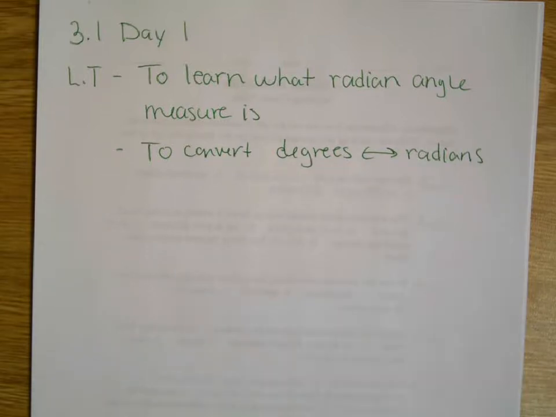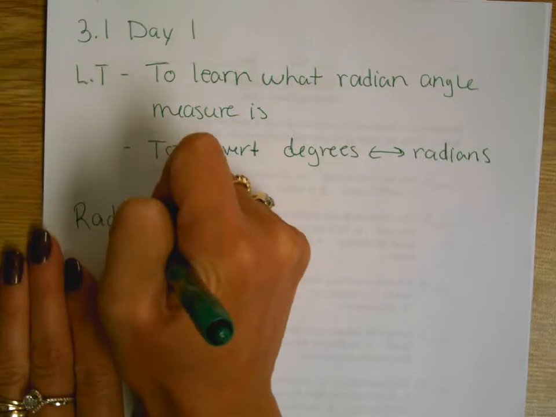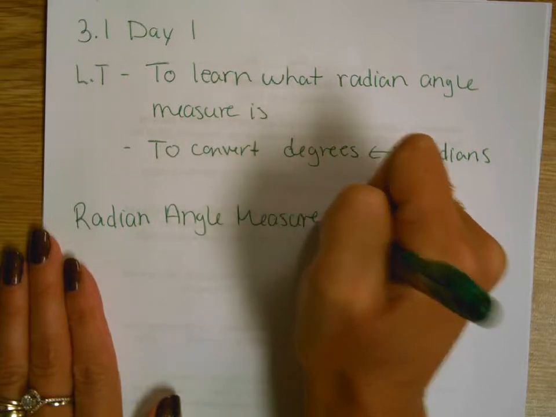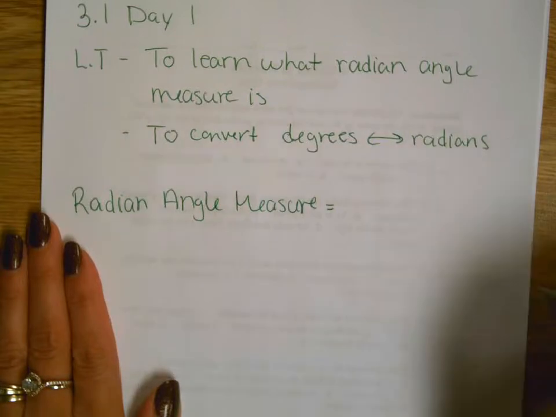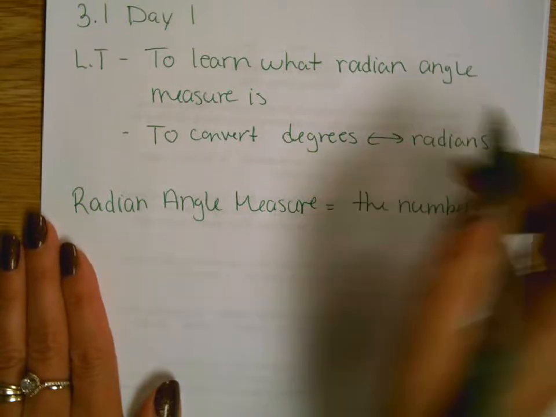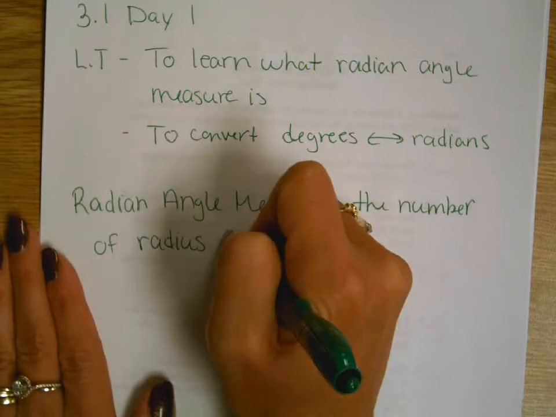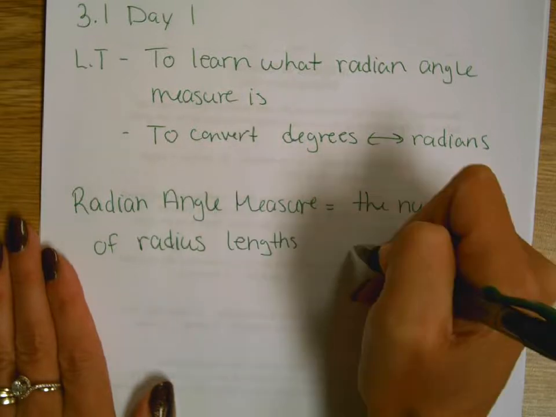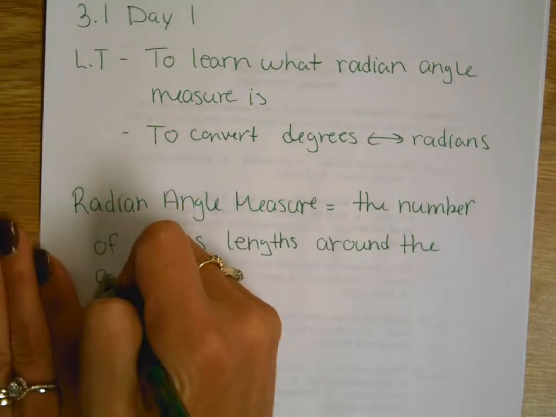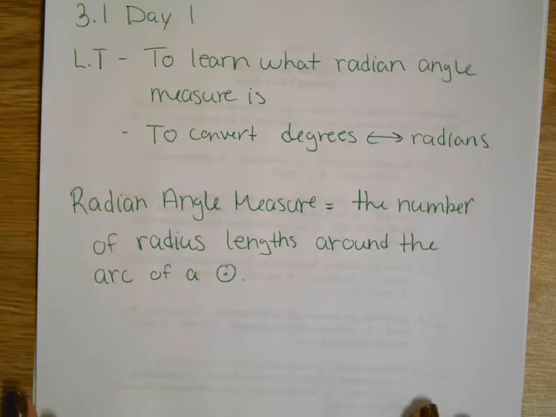So anyway, what's a radian angle measure? A radian angle measure is equal to the number of radius lengths around the arc of a circle. Okay, doesn't sound too bad.